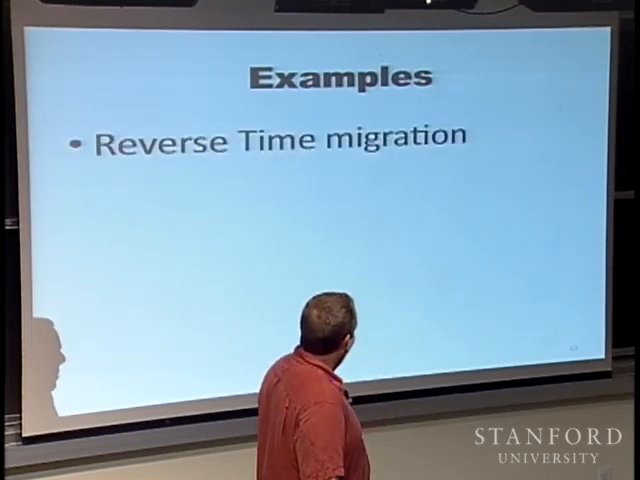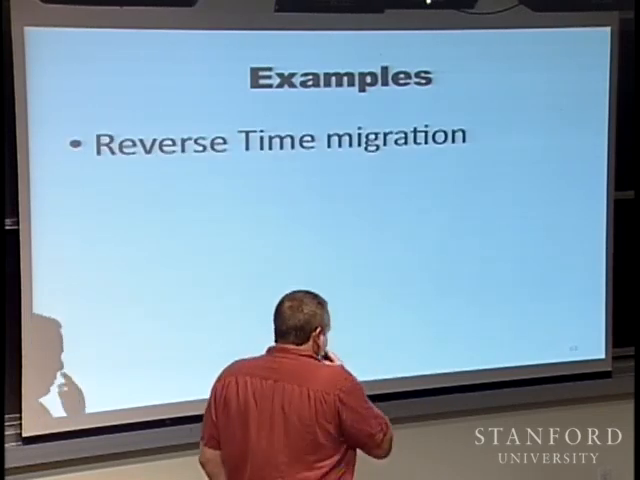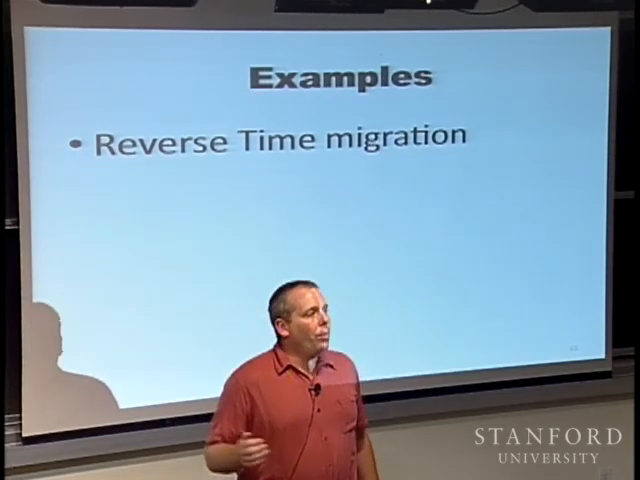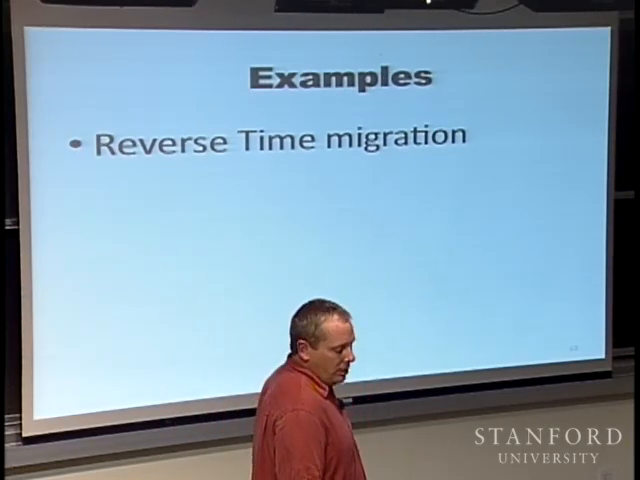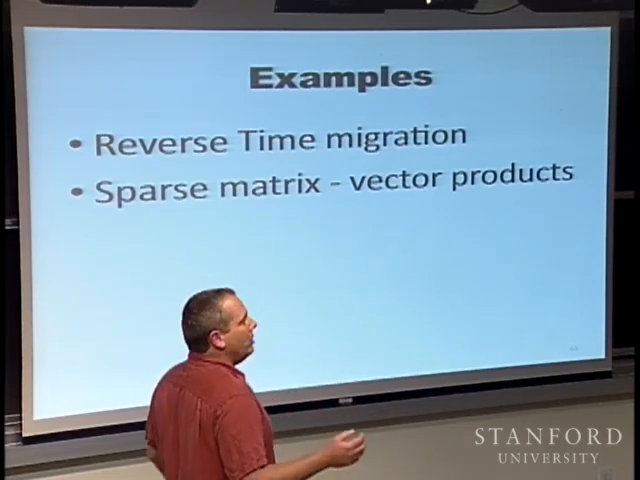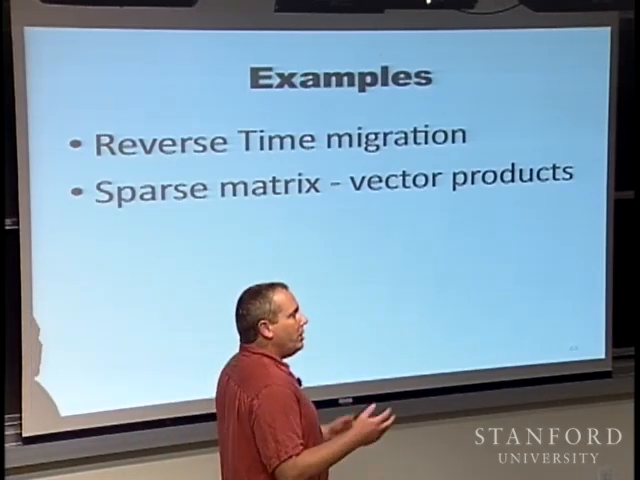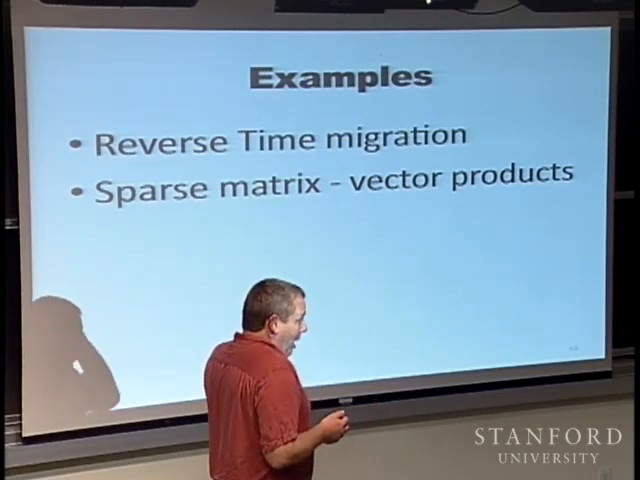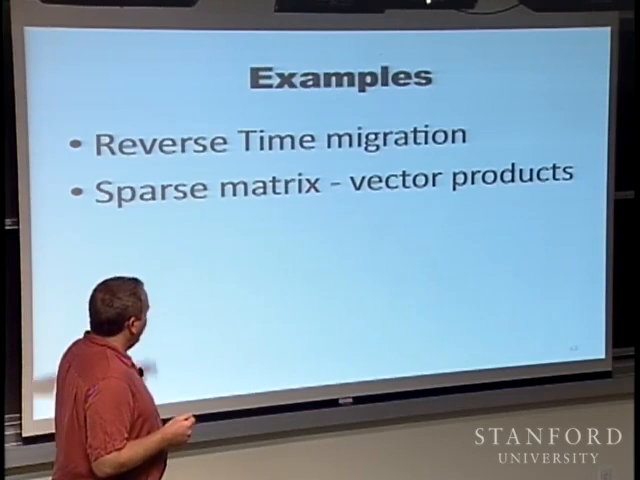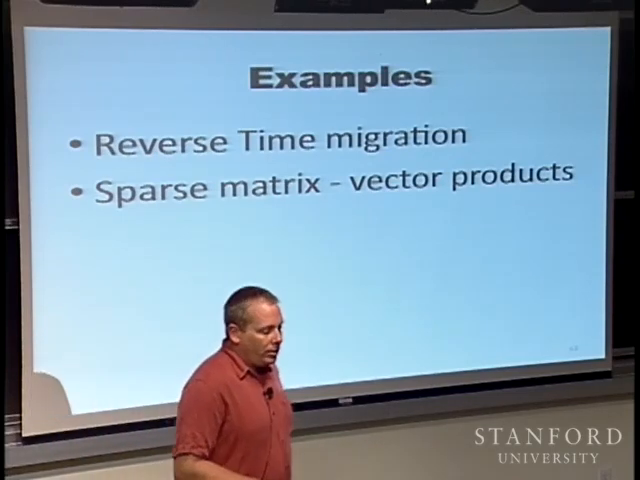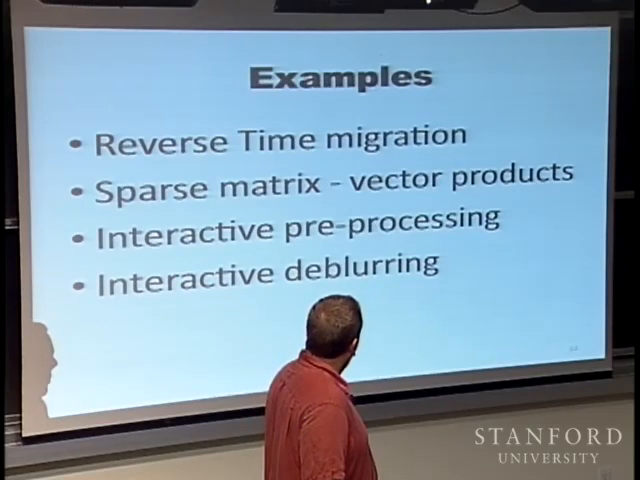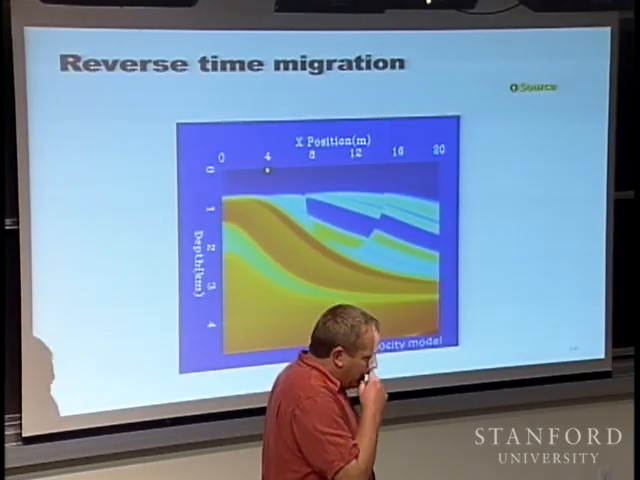So I'm going to show you a series of examples here. The one I'm going to spend the most time on is called reverse time migration. This is the kernel we use for imaging seismic data now. Then I'm going to talk about the advantages and disadvantages of some of the tricks we make to make it economical and how those play on different platforms. Then I'm going to talk about some sparse matrix vector work, interactive pre-processing, interactive deblurring, and I'll end after that.